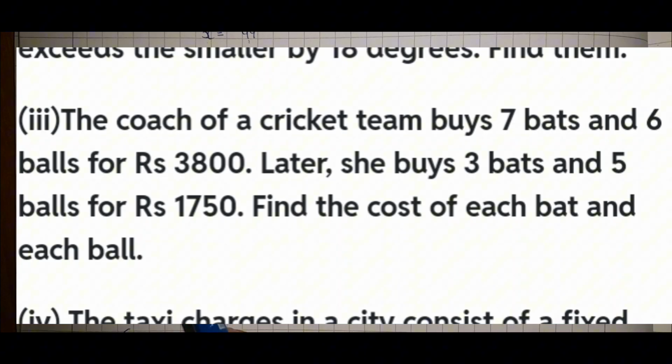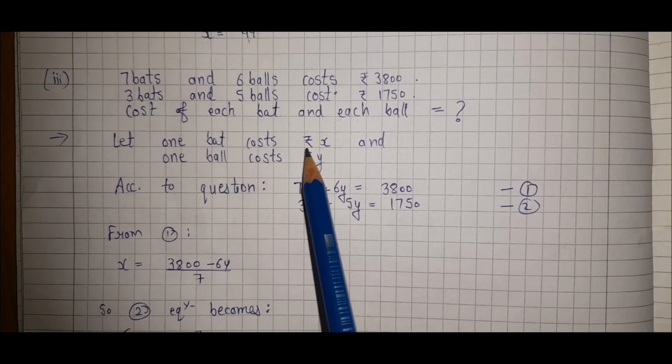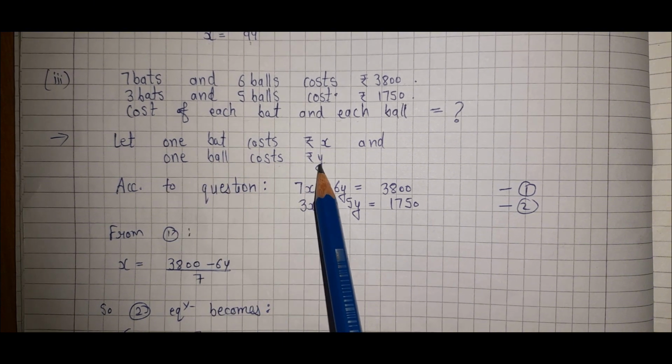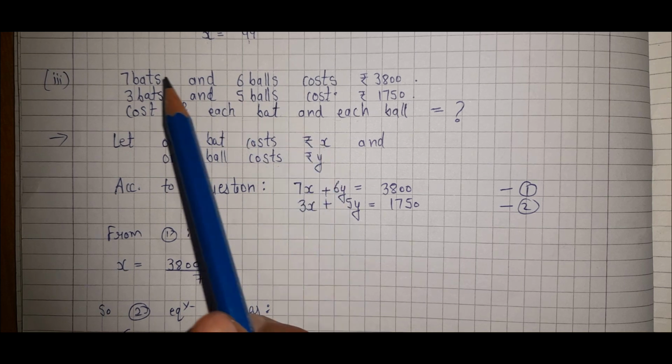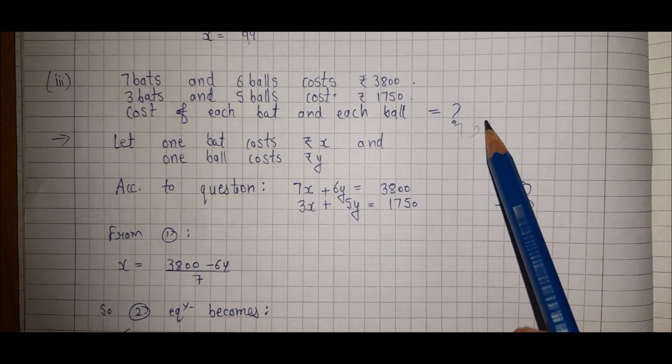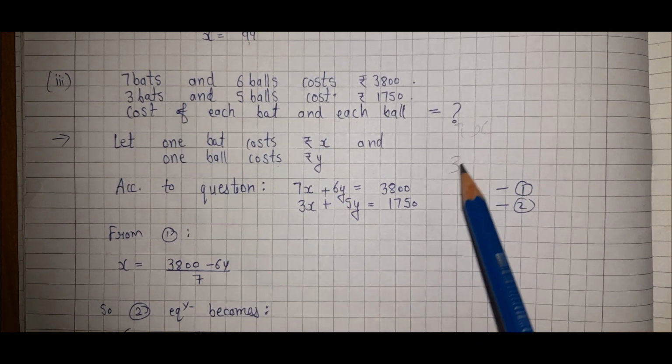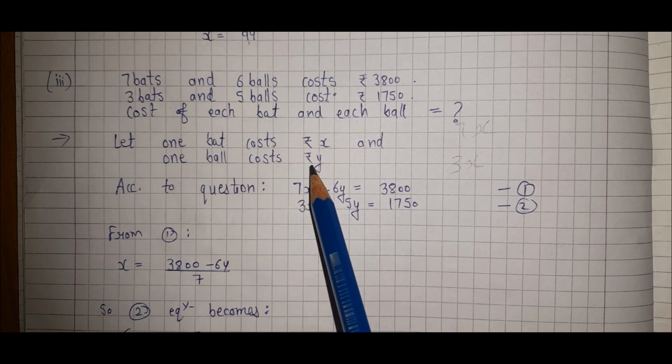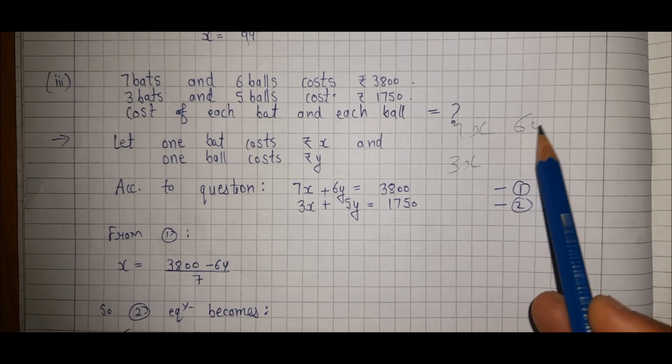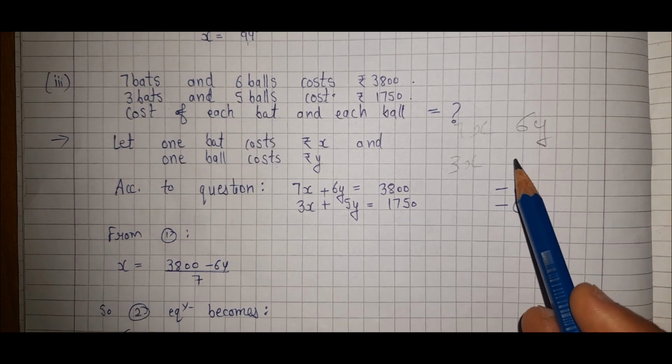Part, coach of a cricket team buys 7 bats and 6 balls for rupees 3,800 and later she buys 3 bats and 5 balls at a cost of 1,750. Find the cost of each bat and each ball. Now let one bat cost rupees x and one ball cost rupees y. If one bat costs rupees x, then 7 bats will cost 7x. 3 bats will cost 3x. And 1 ball costs y, so 6 balls will cost 6y, and 5 balls will cost 5y.